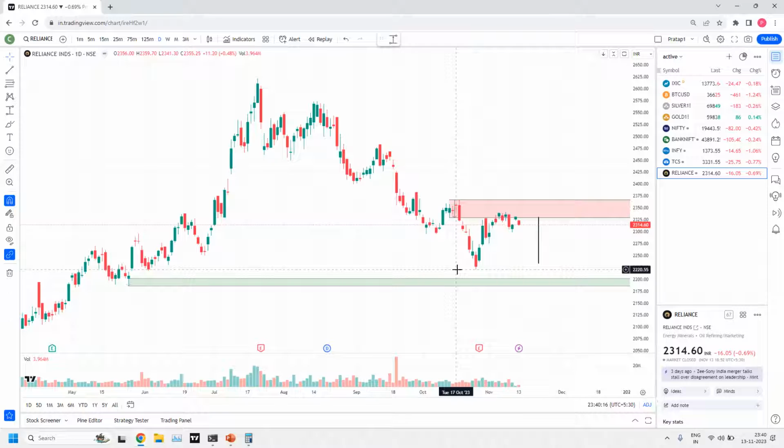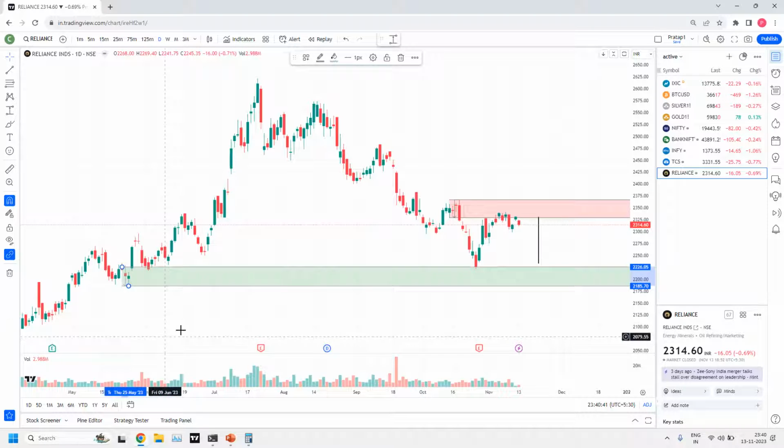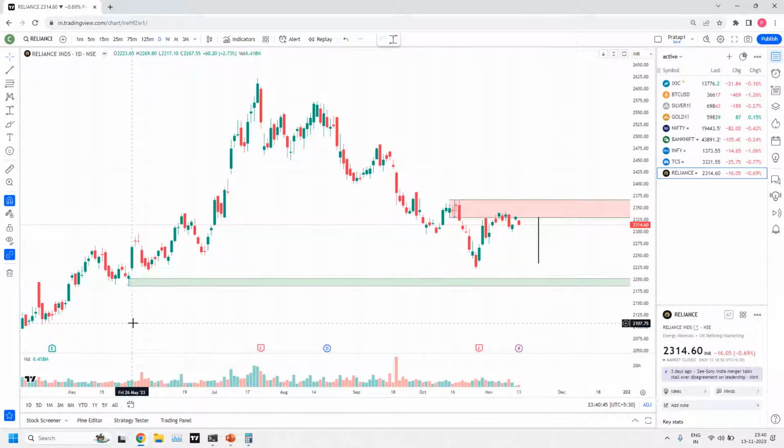What is type 3 proximal entry? The lowest body of the base candles. This is for demand zone. Supply zone rules are different. That is what you learned. I think in our third lesson you learned these points. Third or fourth lesson. The first one is highest wick. The second one is highest body. And the third one is lowest body. So this is the third method. So these are the 3 different ways you can reduce the risk.